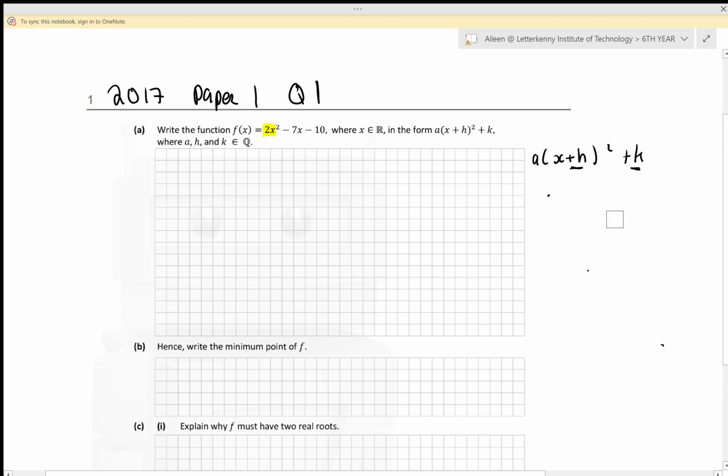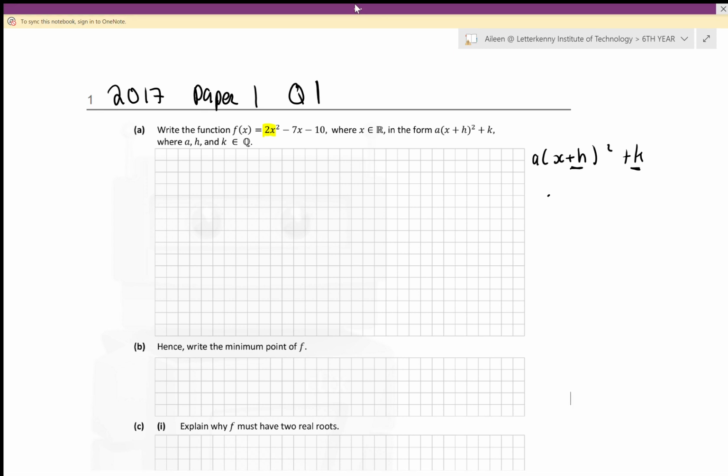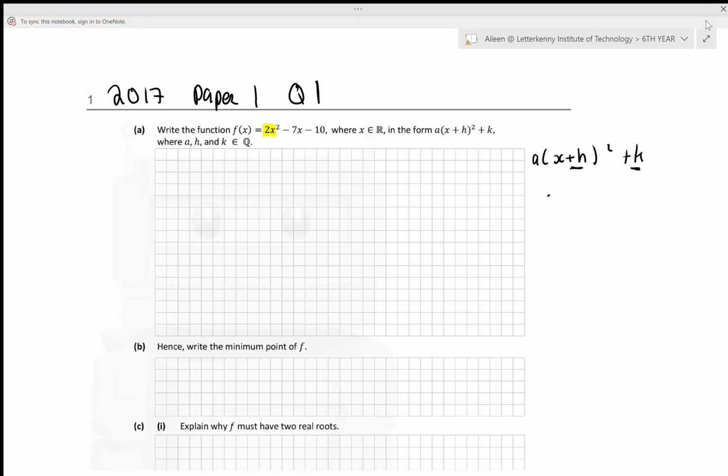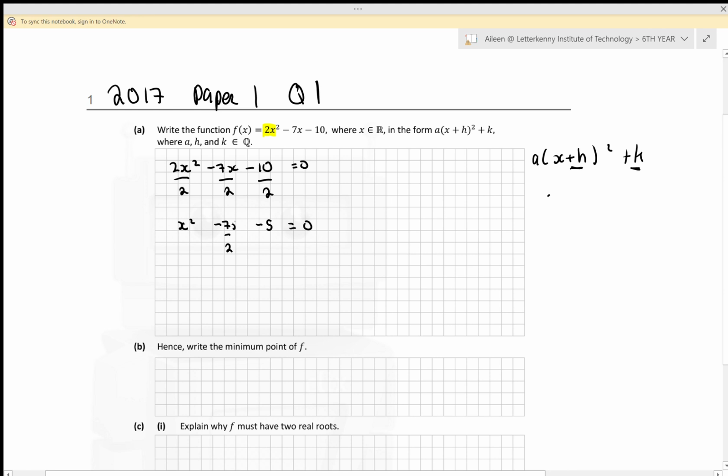Okay, now we have to figure out how we can write it in this form. When writing your equation in general form, there are certain simple steps that you have to follow. The first thing we must do is take your equation and divide by the coefficient that's in front of the x squared. So we can't put this into general form until we've divided everything by the coefficient that's in front of the x squared. And we're left with x squared minus 7 over 2 x minus 5.